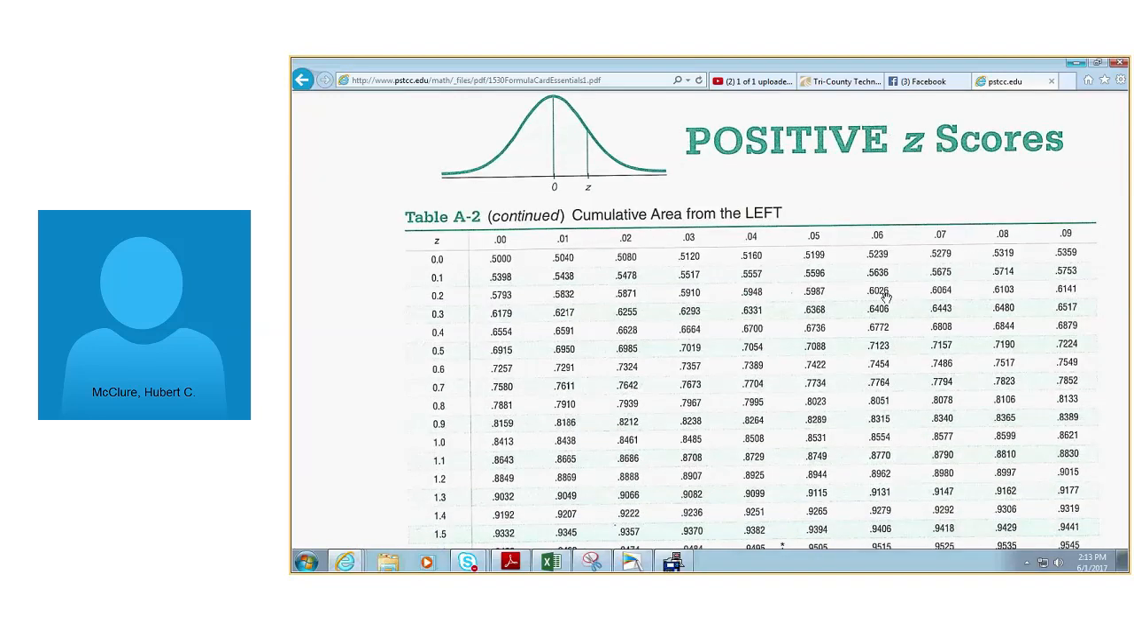All right, there's the positive Z-scores and negative Z-scores. Now look in your book. If you've got a book and you don't have a calculator, somewhere in your book this should be in there. It's usually the harder cardboard type. Where is it? Is it in the back?